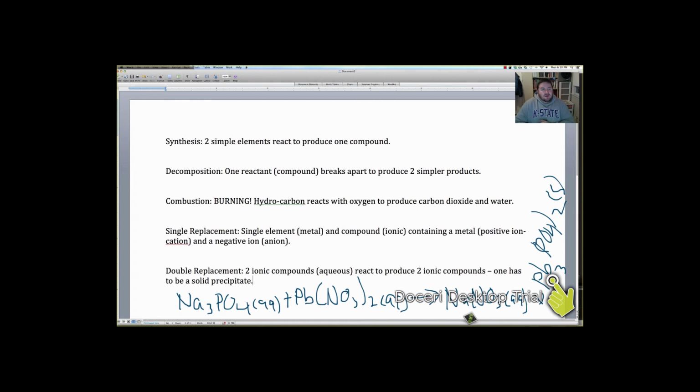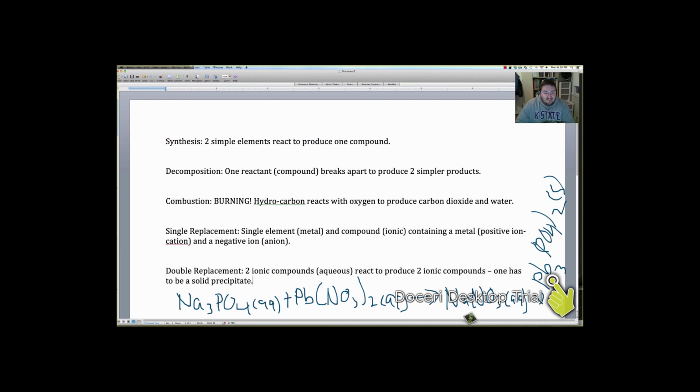So again, just as a little review here at the end, synthesis, two simple elements produce one compound at the end. They hook together. Decomposition, you start with one reactant, which is a compound that breaks apart into two simpler products, usually two basic elements, maybe one simpler compound and an element as well. Combustion, which is burning. Hydrocarbon, reacting with oxygen. You're always going to make carbon dioxide and water.